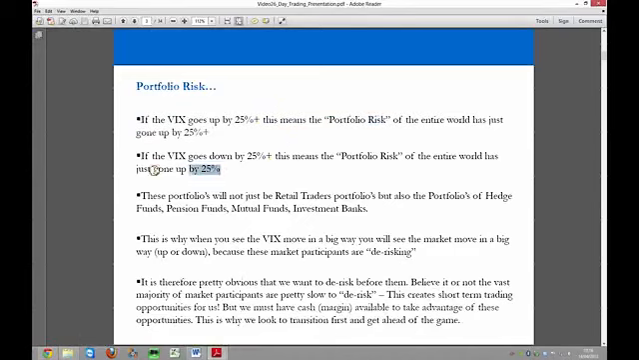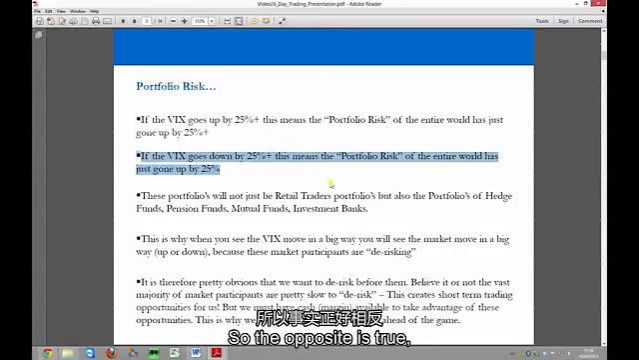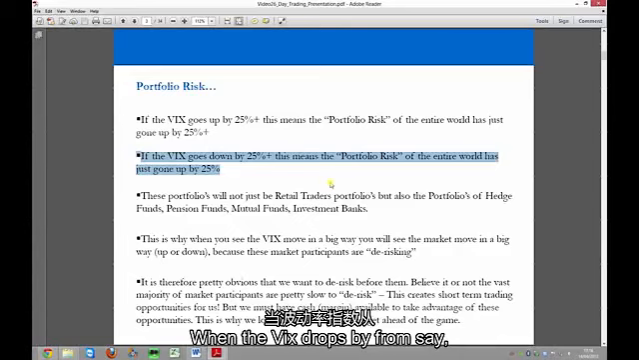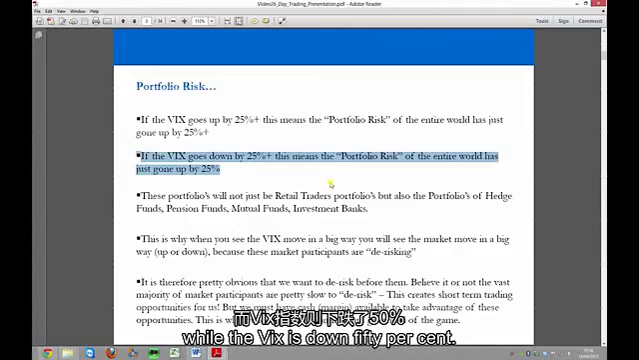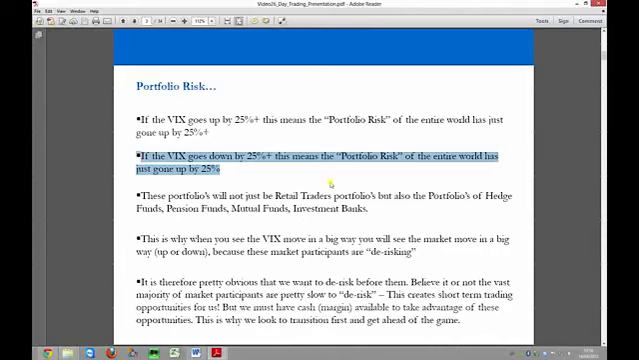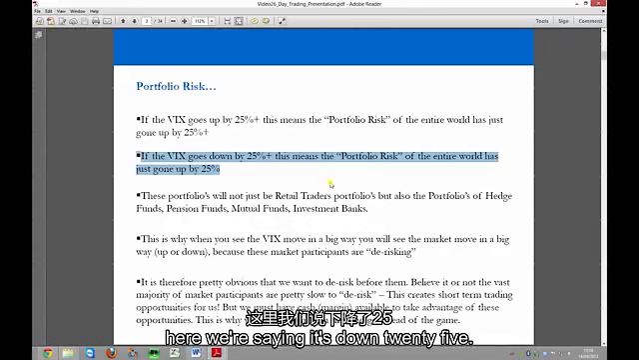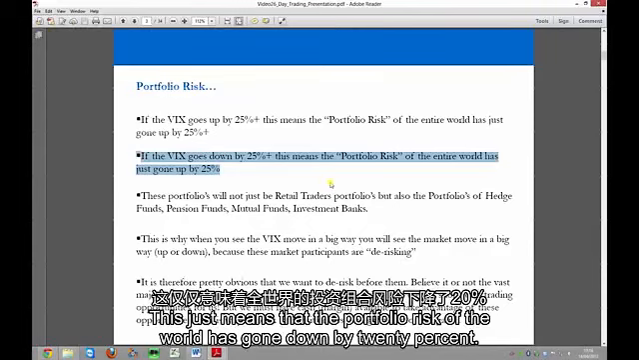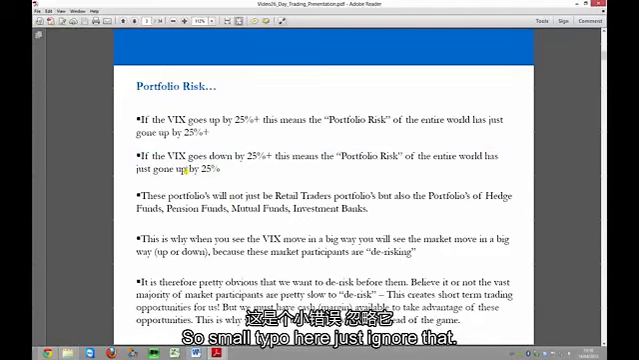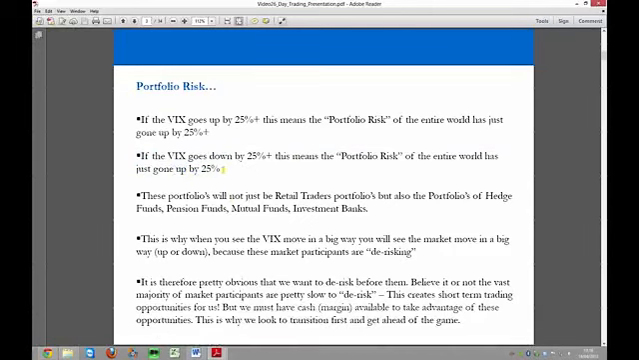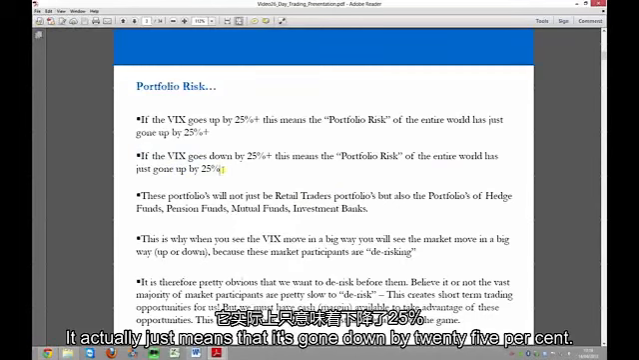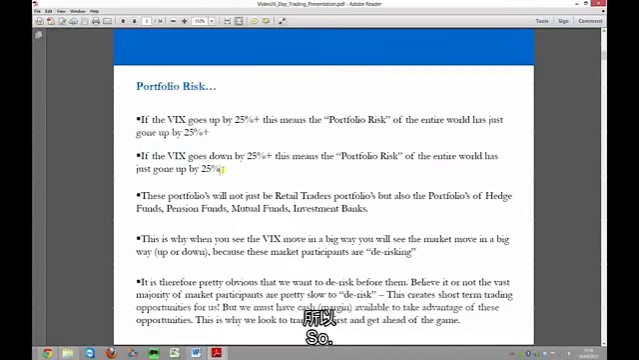And the converse is true. So the opposite is true as well. When the VIX drops from say 25 to 12.5, well, the VIX is down 50%, which means portfolio risk is down 50%. And in this example here, we're saying it's down 25. This just means that the portfolio risk of the world has gone down by 20%. So small typo here, just ignore that. It actually just means that it's gone down by 25%.